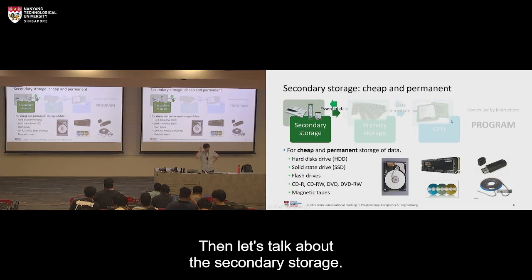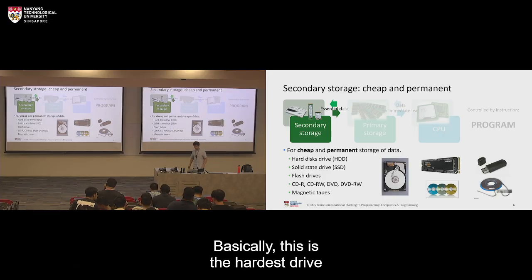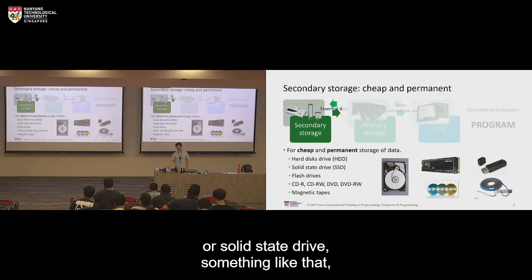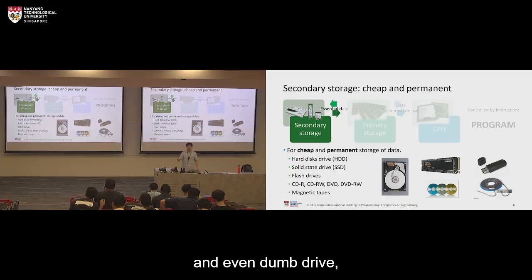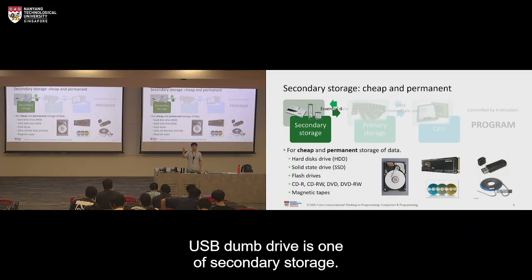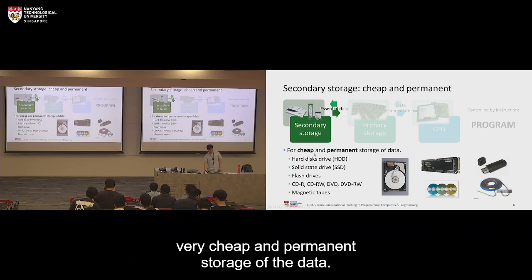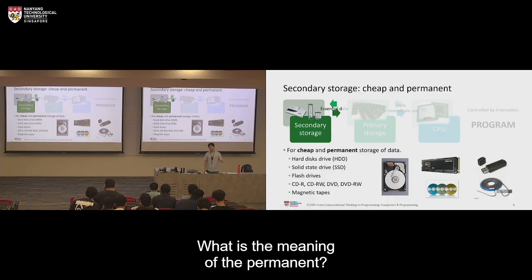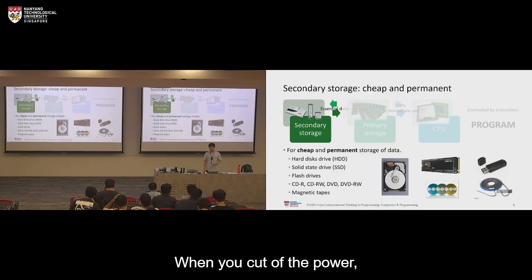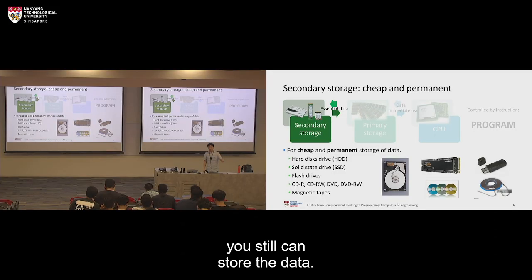Okay, then let's talk about the secondary storage. Basically this is the hard disk drive or solid state drive, something like that. And even a USB thumb drive is a kind of secondary storage. Its characteristic is very cheap and permanent storage of data. What is the meaning of permanent? When you cut off the power, you can still keep the data.